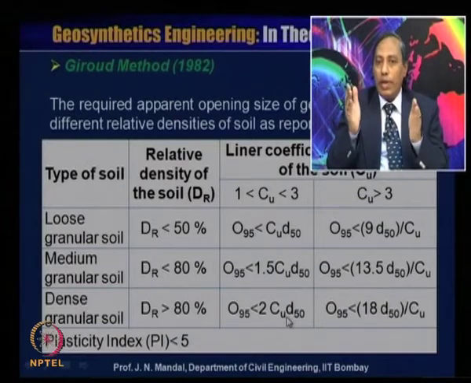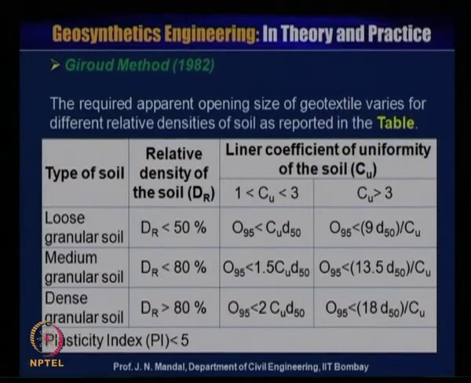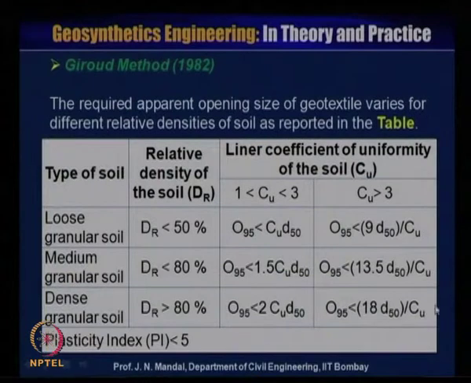So, you know the grain size distribution curve, and from it you can determine what is Cu, and you can determine what is D50. If you know that Cu value and also the relative density value, then from this table you can calculate what is O95. Our target is O95, the apparent opening size of the geotextile, or the equivalent opening size of the geotextile. From this chart also you can calculate the O95.